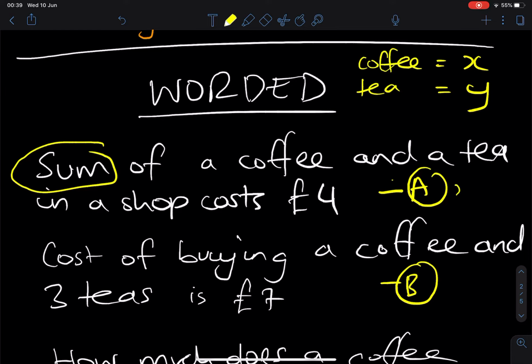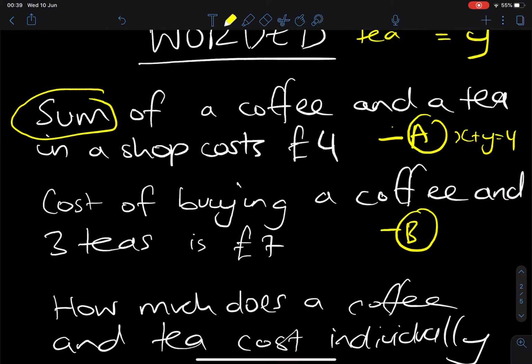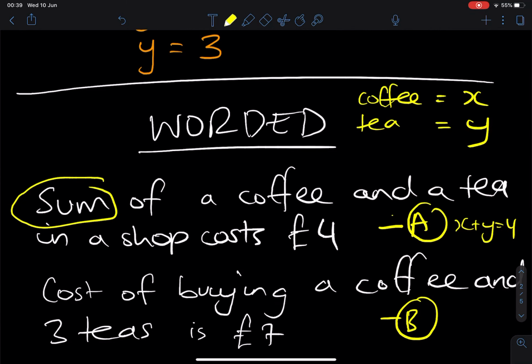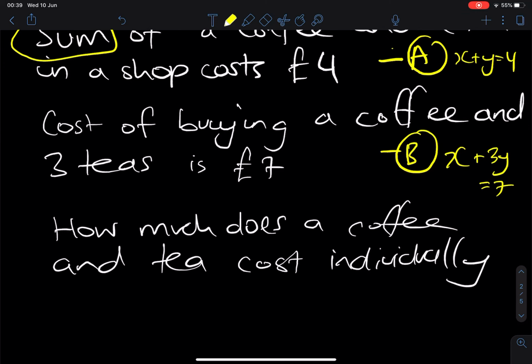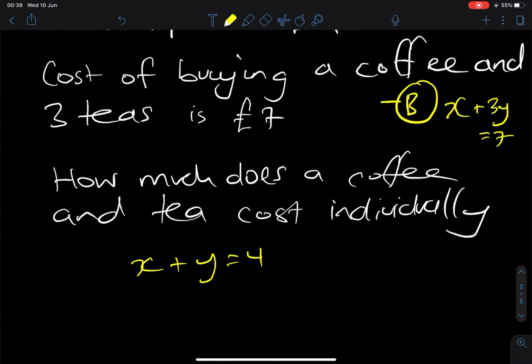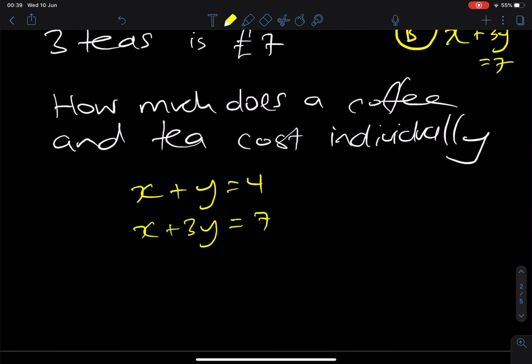So let me write this down. X plus y is equal to £4. What about here? The cost of buying a coffee, so that's 1x, and 3 teas, so that's 3y, is equal to 7. So now I've got my two equations: x plus y is equal to 4, and x plus 3y is equal to 7. And now let me just quickly solve it.